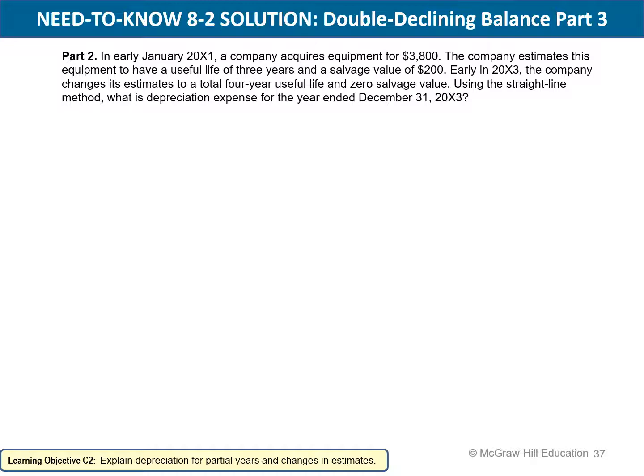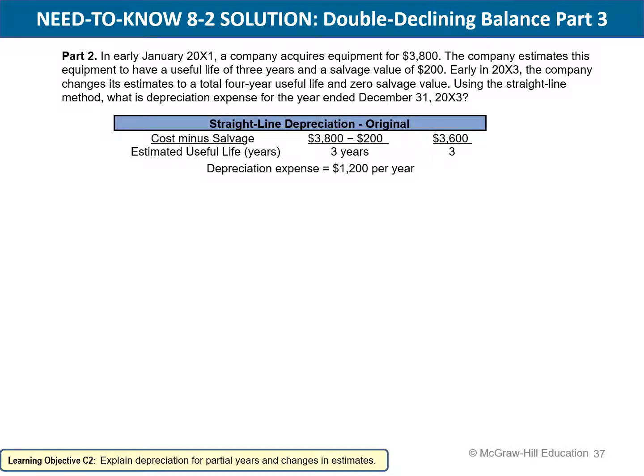All right. So early in January of 2001, the company acquires equipment for $3,800. They estimate this equipment to have a useful life of 3 years and a salvage value of $200. So our original depreciation would be $1,200 per year: 3,800 minus 200, divided by 3.